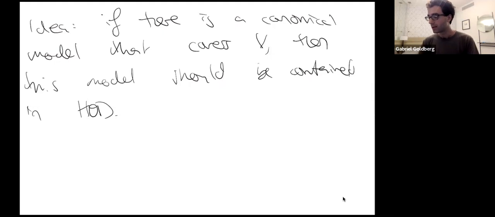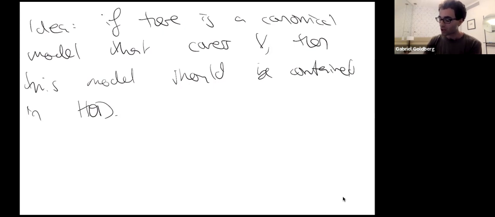But let's see. So if HOD contains a model that covers V, then HOD would cover V, because every set of ordinals in V would be covered by a set in this canonical model, and then that would be covered in HOD. But we don't need a precise definition of what a canonical model is in order to ask whether HOD covers V. So this allows you to state a precise test question for this question of whether there's a canonical model of set theory that covers V, even without knowing exactly what you mean by a canonical model.